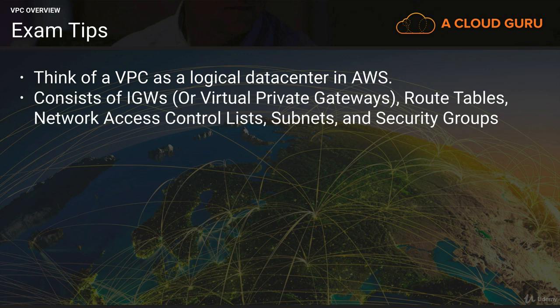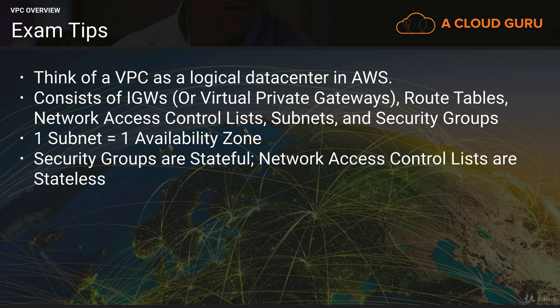So think of a VPC as a logical data center inside AWS. It consists of internet gateways or virtual private gateways, route tables, network access control lists, subnets, and security groups. One subnet always equals one availability zone. So do remember that. It's critical going into all of your exams to understand that.